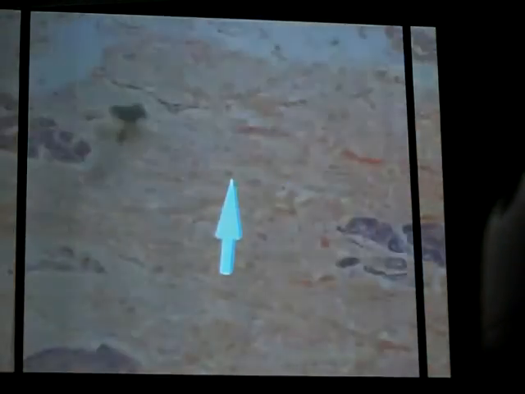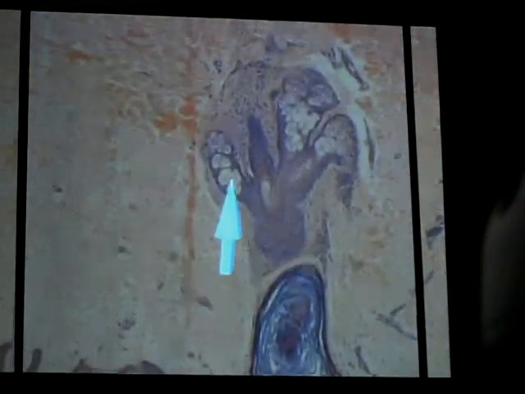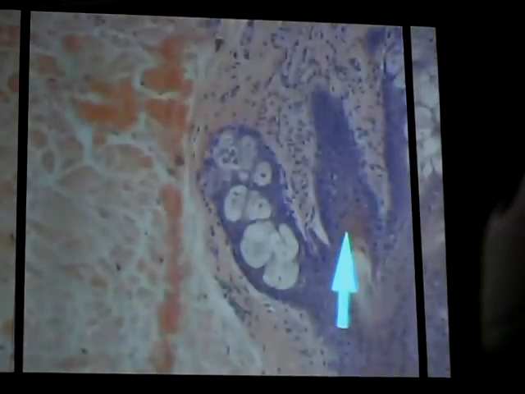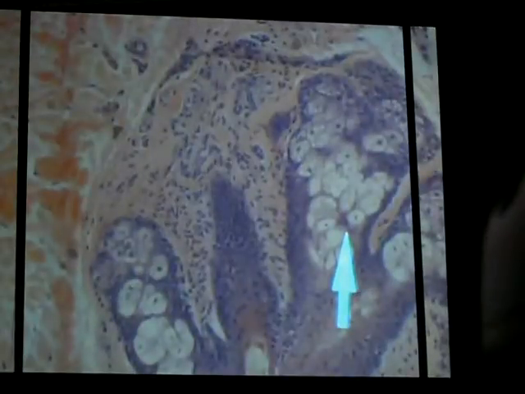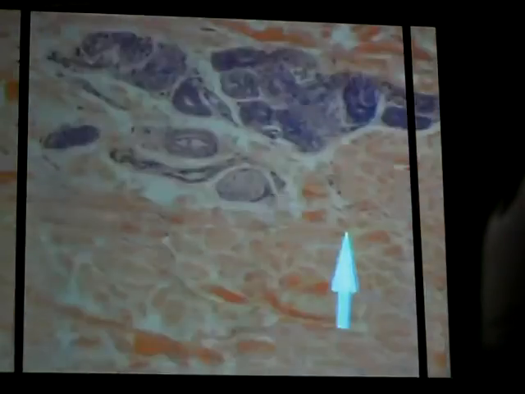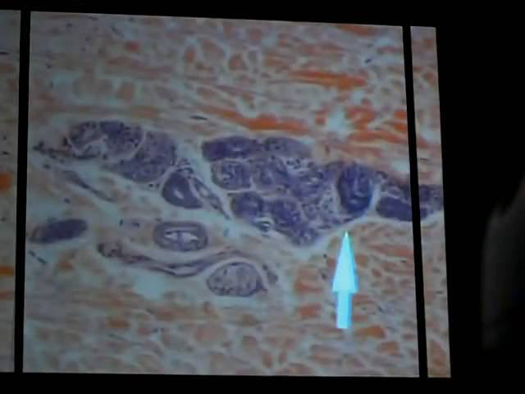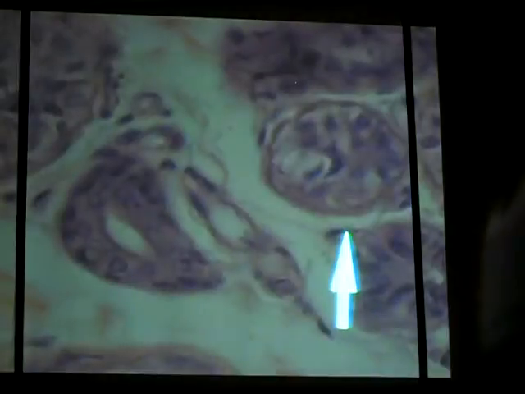Let's go back to... Alright, so notice you have these larger cells. Again, if we go to high power, they tend to look like they have little droplets in them. Those are your sebaceous glands. If we go into the lower levels of the dermis, you're going to see these glands. These are your sweat glands.